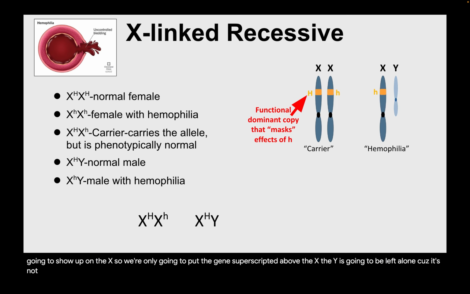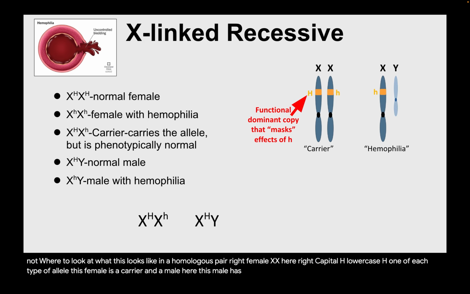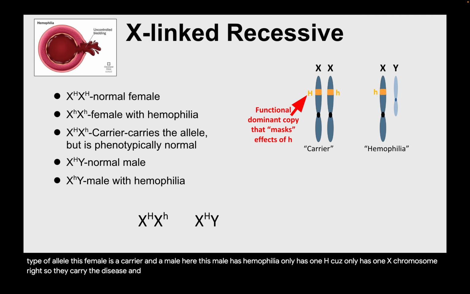If we were to look at what this looks like in a homologous pair, female XX here has a capital H and a lowercase h, one of each type of allele. This female is a carrier. And this male has hemophilia, and only has one h because he only has one X chromosome. So he carries the disease and the disease is expressed.